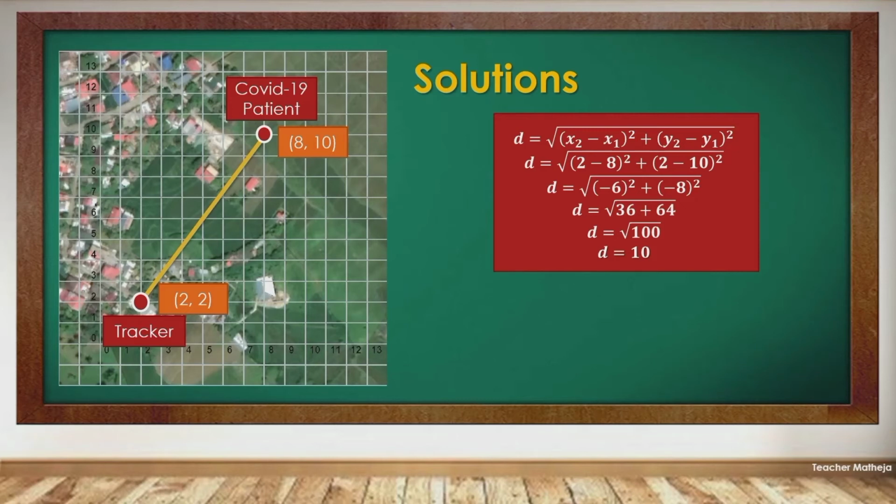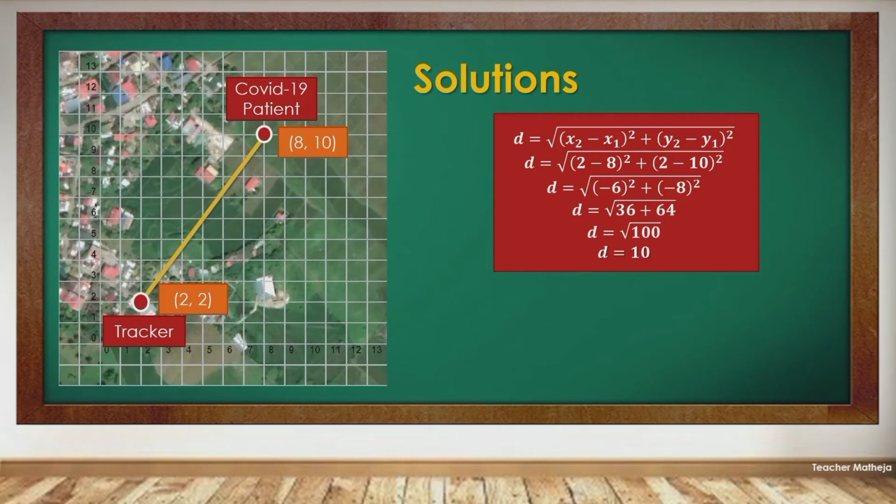The square of negative 6 is positive 36, and the square of negative 8 is positive 64. 36 plus 64 is 100. So we have the square root of 100, and the distance is equal to 10.